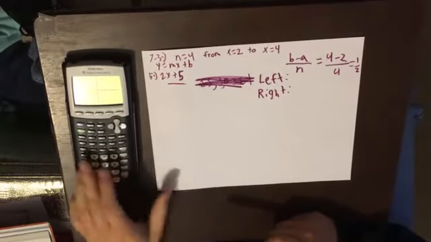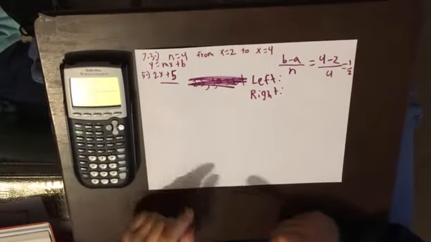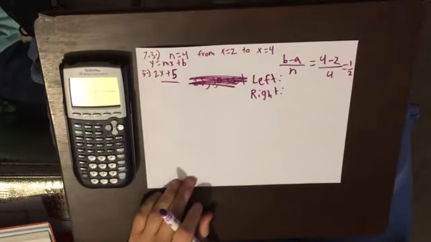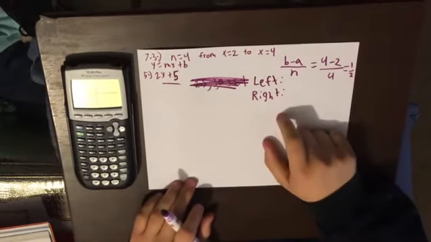So right now we're going to be doing section 7.3, question number 5. Now this one is another one of those doozies. This is going to be using left, right, and then midpoints.